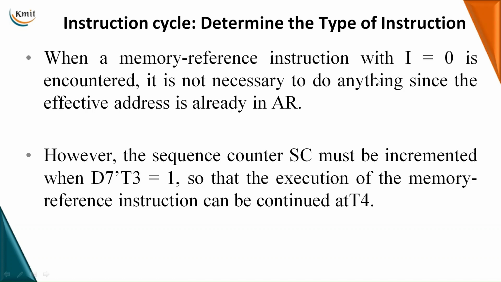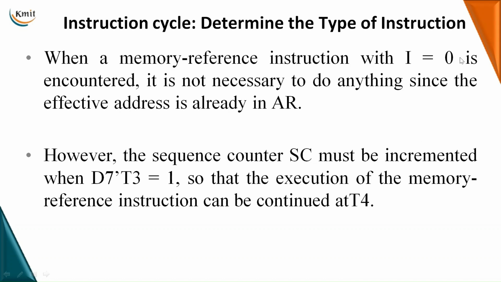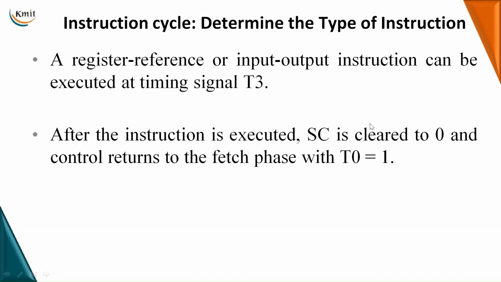And if the decoder output is D7, which means a register reference or input output instruction, then it starts its execution at timing signal T3, once it determines that it is a register reference or input output instruction. Only in case of a memory reference instruction, depending upon the I bit, it takes one more clock cycle to find out the effective address.